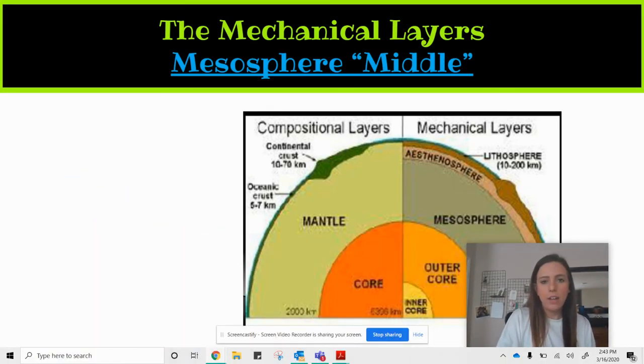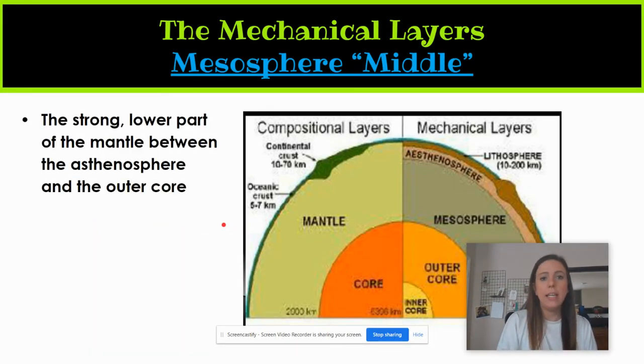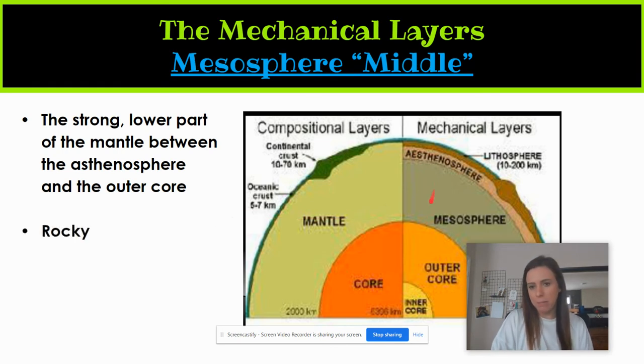Then we have the mesosphere. So the mesosphere is the middle section. It is the strong lower part of the mantle between the asthenosphere, which is located here, and the outer core, which is located here. And you can see the mesosphere is mainly made up of the mantle. It's the entire mantle, minus the asthenosphere and part of the lithosphere. It has extremely high temperatures. It's rocky, and it's going to be that molten rock as well.